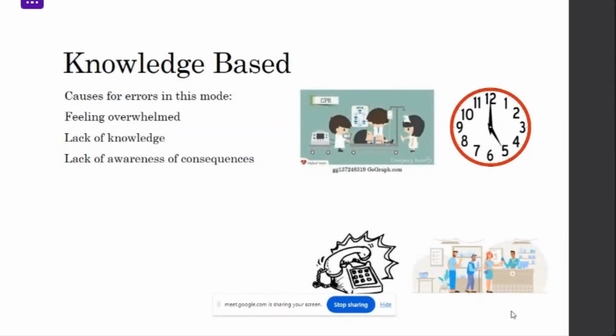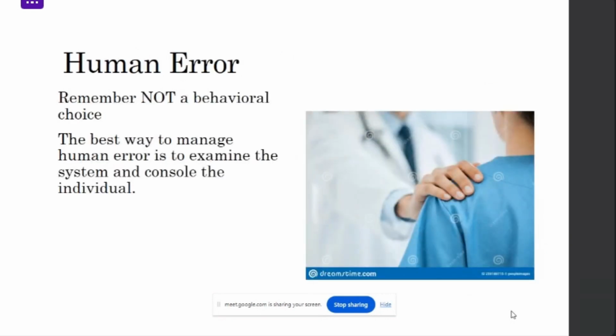If you are a junior and have just joined the healthcare society, you can feel overwhelmed with so many things. Lack of knowledge and awareness is a very significant issue. So what are we dealing with? Remember, it is not a behavioral choice, it's just an error. It can be due to multiple causes, and the best way to manage human error is to examine the system and console the individual.